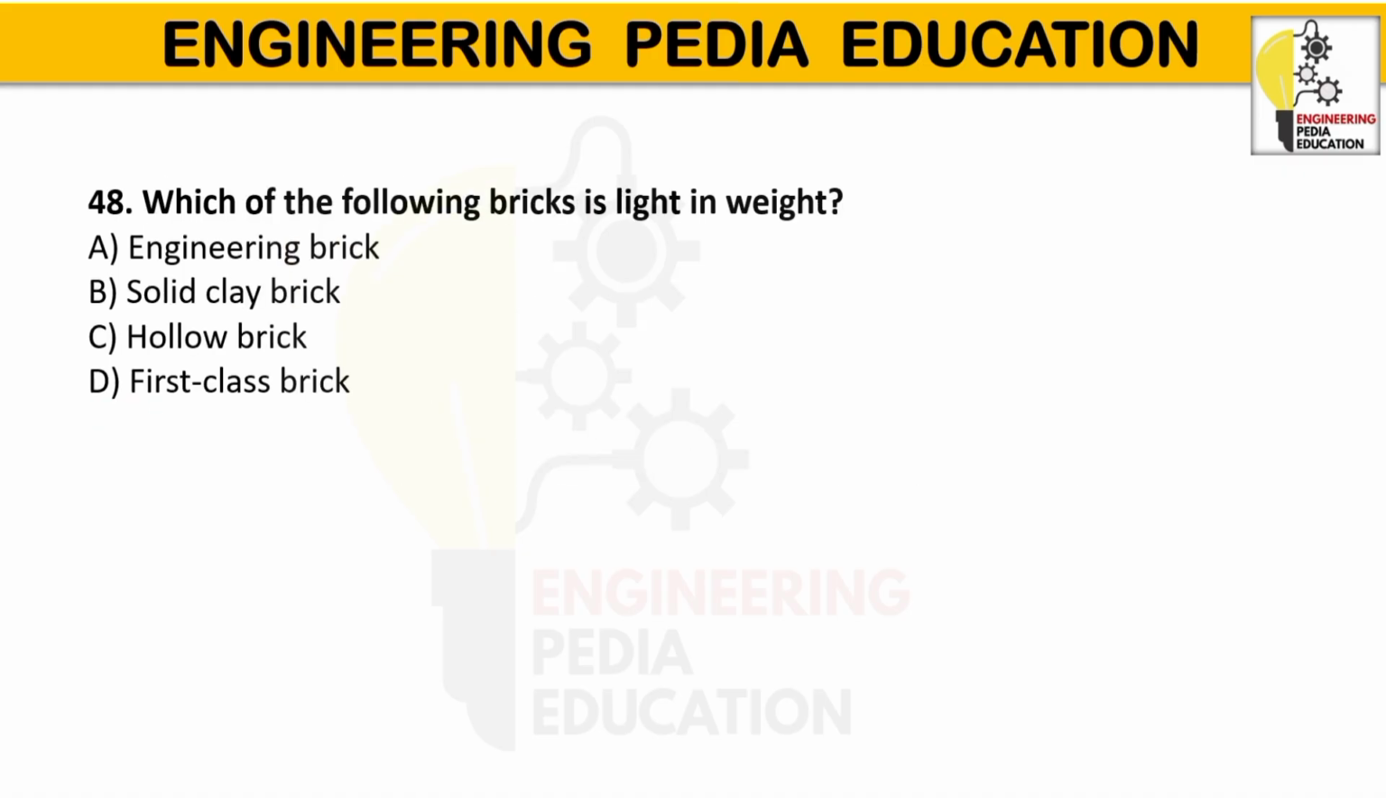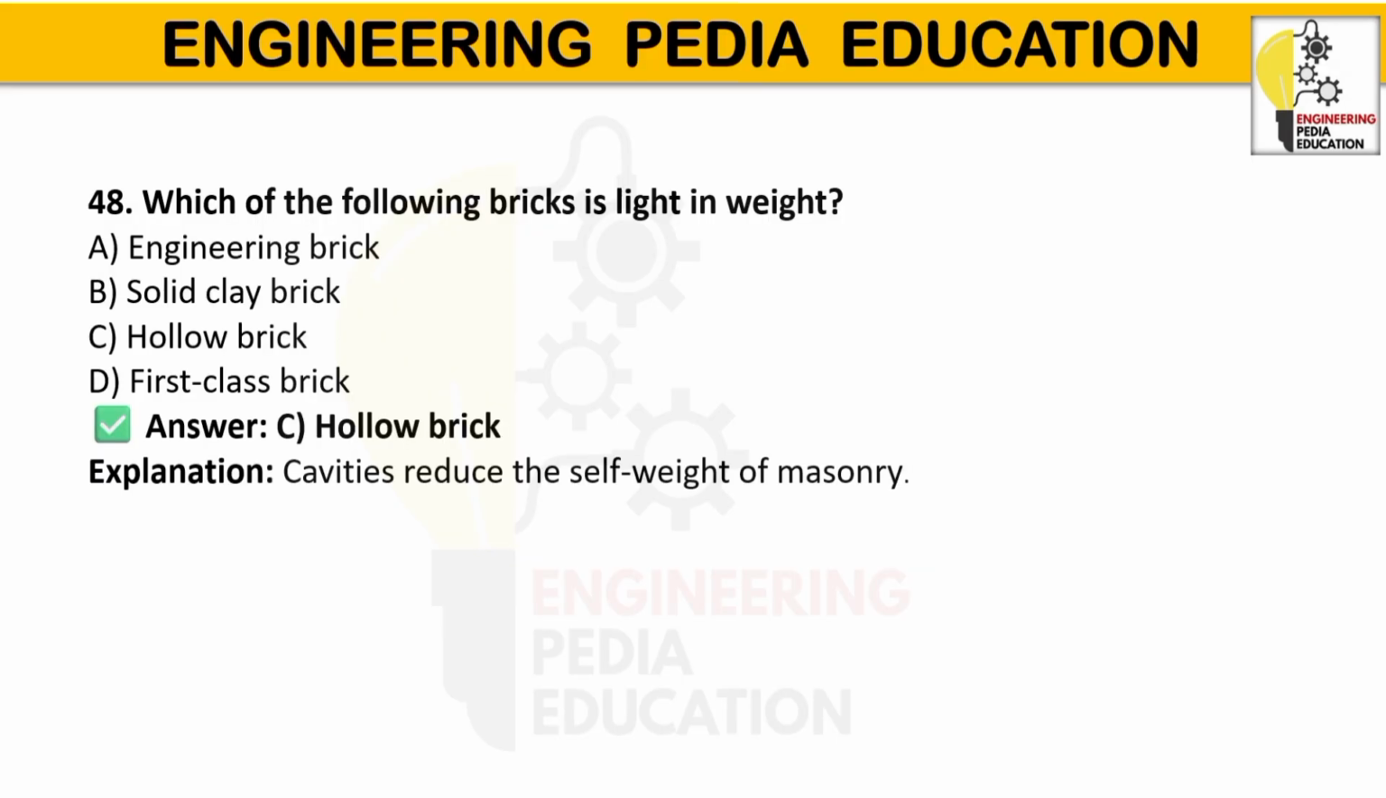Which of the following bricks is light in weight? Engineering brick, solid brick, hollow brick, first class. So the correct option is hollow brick. Hollow brick is light in weight because it has cavities which reduce the self weight of masonry. Light weighted bricks are also called hollow bricks.